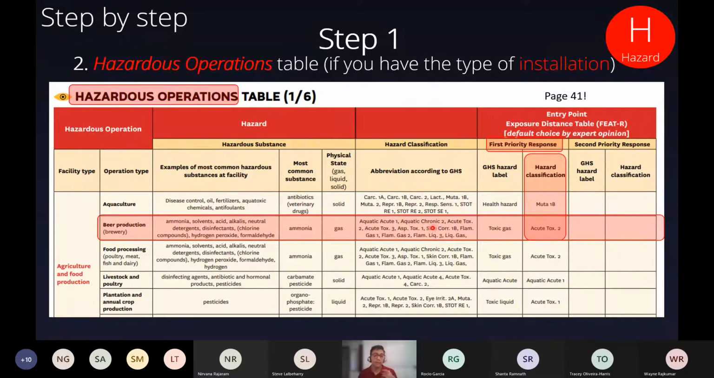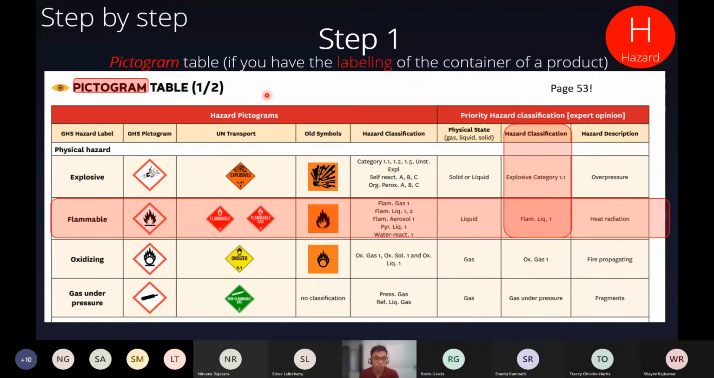And the third case, if you don't have the name of the chemical or the substance, or you don't have the name of the type of facility, you can go and check the pictogram. And after checking the pictogram with different types of classifications like old symbols, UN transport, and GHS pictogram, you can find the hazard classification for the first priority response. So you write down this. This is the result of the first step.